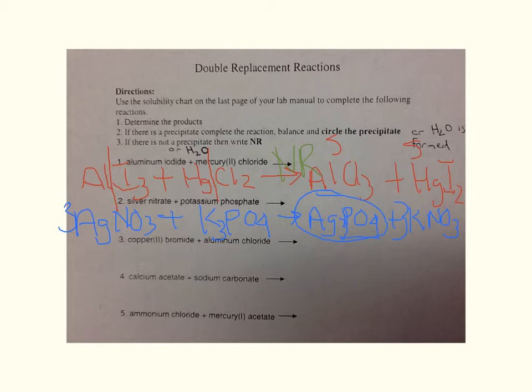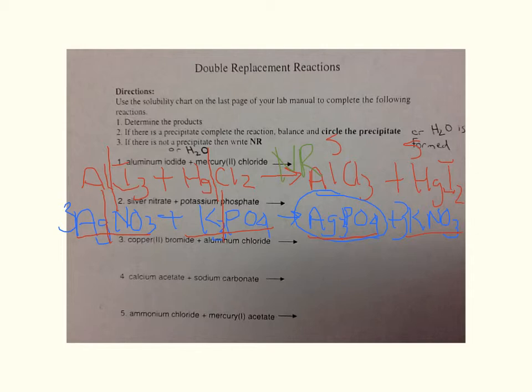Step 1, write the equations for the reactants. So we wrote this equation and this equation using the crisscross rule. Step 2, split them apart and put the insides together and the outsides together. So we wrote AgPO4, use the crisscross rule to get the 3. Then we put the insides together, we get KNO3 using the crisscross rule. They are both 1s. Lastly, we use the solubility rules to see if we get a precipitate.